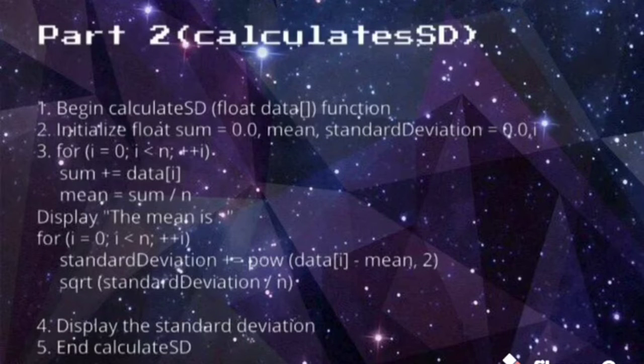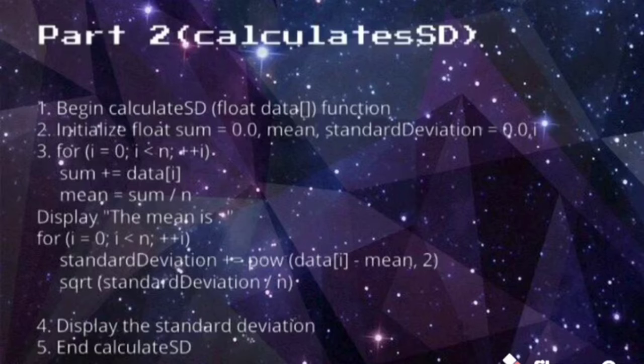For part 2 is to calculate ST function, which means to calculate standard deviation. Start with begin calculate ST function, second initialize float sum equals to 0.0, mean, standard deviation equals to 0.0 and i. Third, for the first loop which initialize i equals to 0, the condition i is less than n and update i plus plus, sum plus equals to data i, mean equals to sum divide by n.